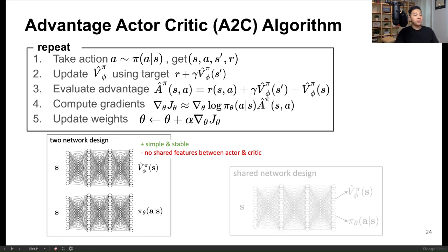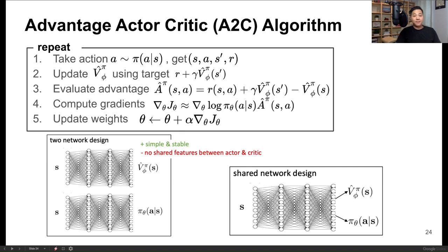So as an alternative, you can use a shared network design. So all these are shared parameters, and both of the networks take in state as input anyway, so it can be shared. And for the shared network design, at the end node, about half of the node output would represent the critic, and about half of the node would represent the actors. So the design decision is really up to the designers here.